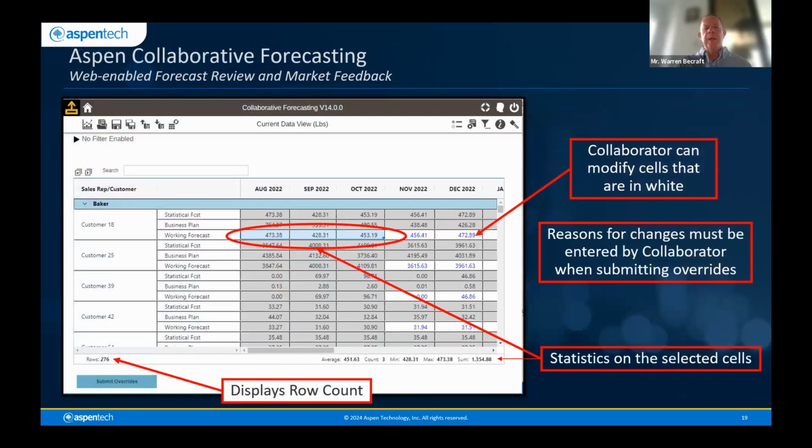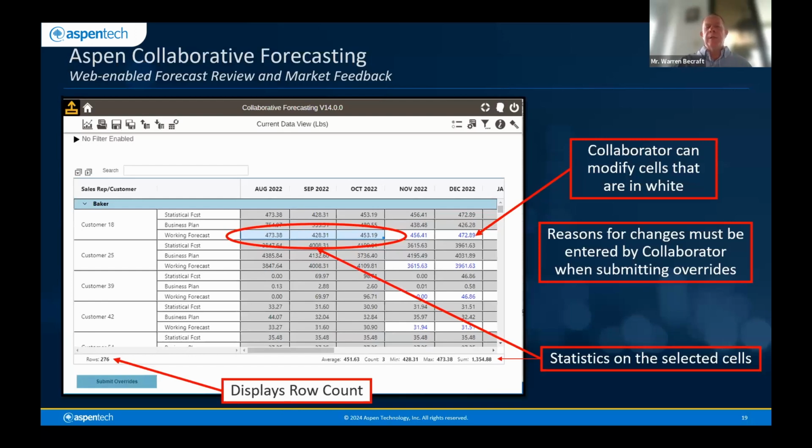In the web-based platform, it's of course secure role-based logins. Users log in with their specific usernames and IDs. They can only see the forecast numbers that they're responsible for, and they're only allowed to adjust certain numbers. In this particular case, those white cells are the numbers into the future. We're currently running in October. They can change the forecast numbers for the next month and the following months, but they can't change the statistical forecast or the business plan because those have already been set.